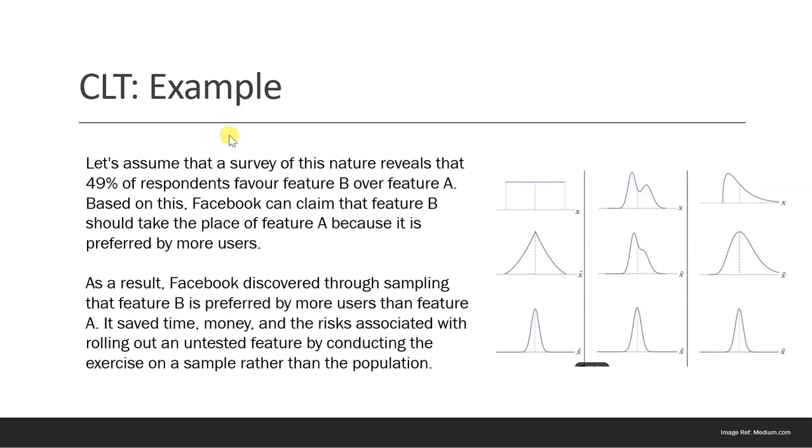But hold on, that is the catch that I was telling you about. You can't be sure that the insight that came from the mean will hold true for the population. In other words, just because 50.5% of the people in the sample prefer feature B, it is not fair to say that 50.5% of the people in the population, that is 1.9 billion Facebook users, will also prefer feature B over A.